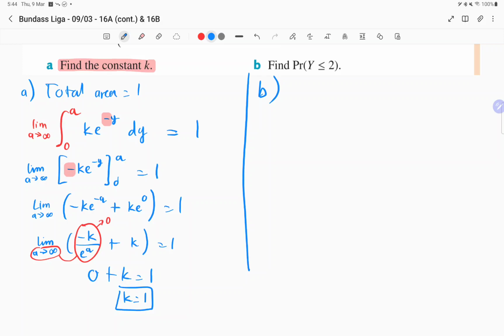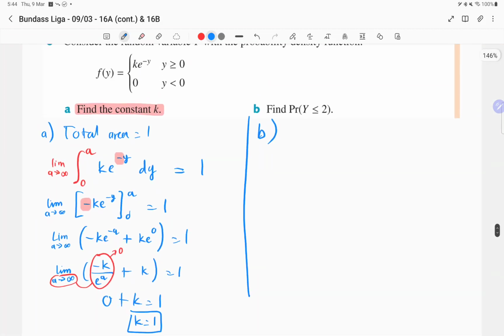Okay, the answer for k is that it just equals 1. Okay, and let's see if you can do question B. B should be easy. Okay, that's a hint for you.